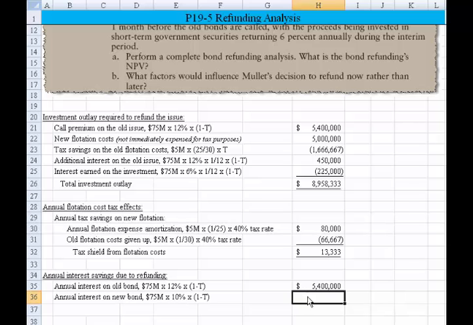Then our next calculation involves determining the annual interest on the new bond. Take the 75 million times the 10%, the new bond interest rate, times 1 minus the effective tax rate, and what we wind up with is our net interest savings. Since I've shown one as a negative, we'll just do a simple sum to compute the interest savings of $900,000. Let me slide down a little bit.